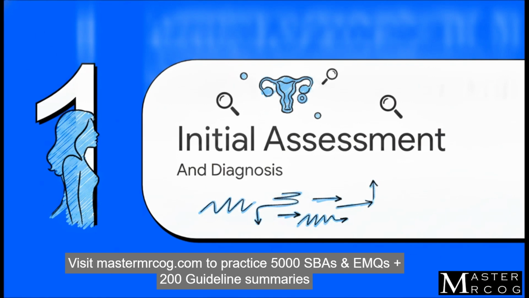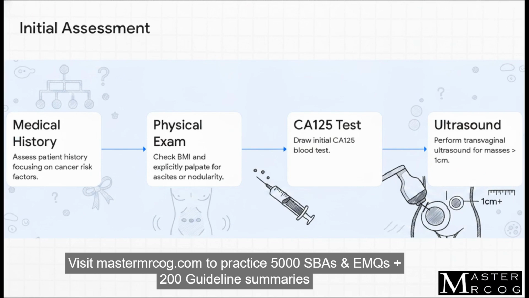Okay, Section 1, Initial Assessment and Diagnosis. This right here is your immediate clinical workflow when a postmenopausal woman presents with a potential ovarian cyst. First up, take a really thorough history, homing in on any family history of ovarian, bowel, or breast cancer. Next, you do your physical exam. You absolutely must check her BMI and specifically palpate for any ascites or nodularity. Then, order your initial investigations. Get that CA-125 blood test and do a transvaginal ultrasound.